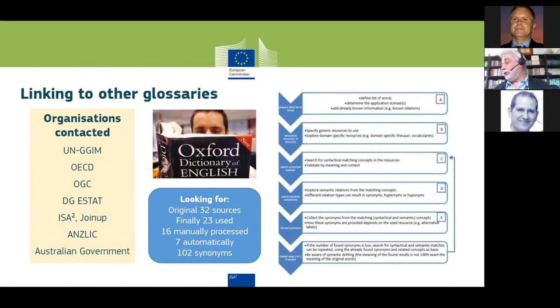In total, 32 external sources were analyzed, and 23 were in practice used because some were less relevant at the end of the day. 16 were manually processed, the smaller ones, and 7 automatically. Of course, you can't always use the synonyms finder automatically. It depends on the setup of the glossary or vocabulary, whether you are able to do it. At the end, we found more than 100 synonyms for the 250 plus terms defined in the glossary. The work process is described in the report that will be made public soon, so there you can find more details.